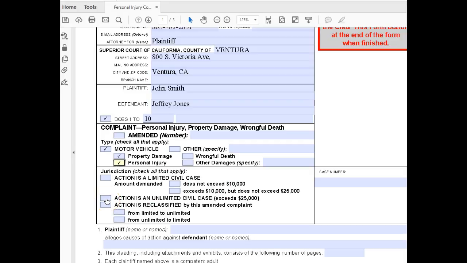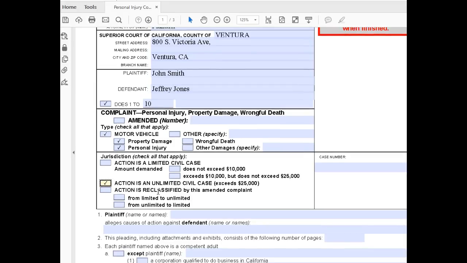Unless you're very sure that it's much less than $25,000, you will always post it as an unlimited civil case. We'll pay a higher fee for that, but we don't want to be precluded from asking for more than $25,000 if the damages are that much more. And of course, we already know they're higher than $25,000, so there's no reason to have this limited in any way. And that's it for those boxes.